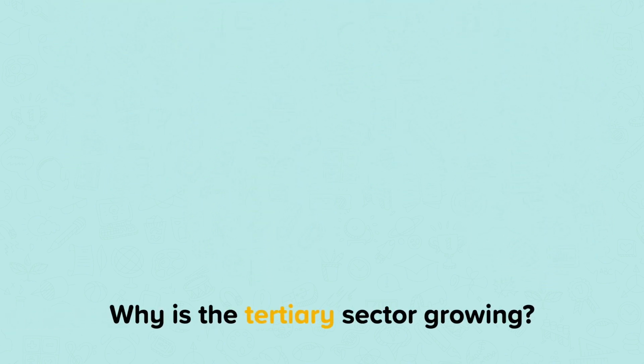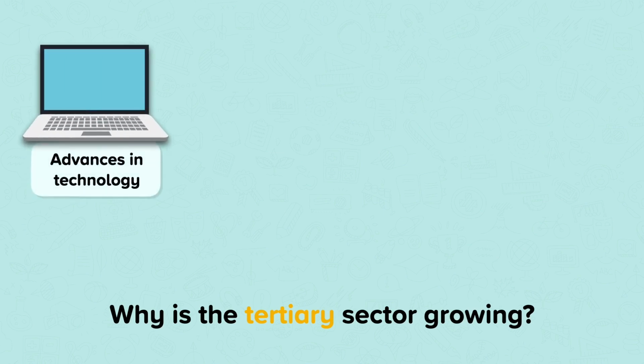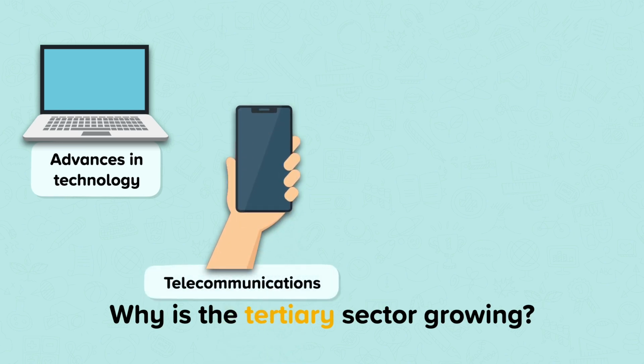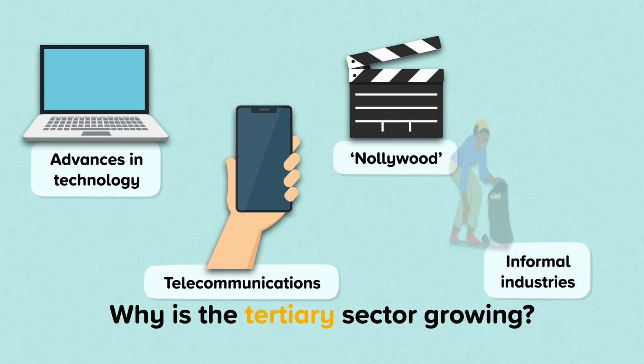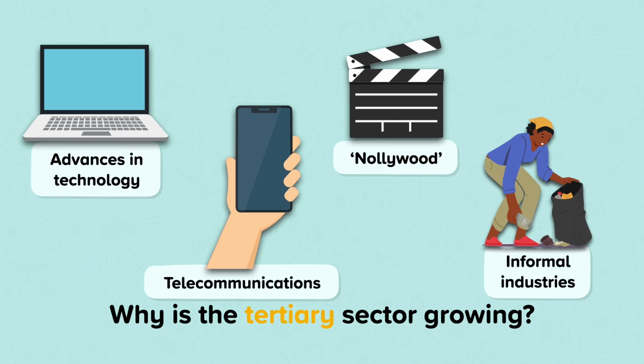So why is the tertiary sector growing? Firstly, there have been rapid advances in technology. This has also seen the growing industry of telecommunications, with over 115 million mobile phone users in Nigeria. There is a growing film industry in Nigeria, known as Nollywood, which now produces more films than Hollywood. Lastly, informal industries have now become formalised and are included in GDP figures.